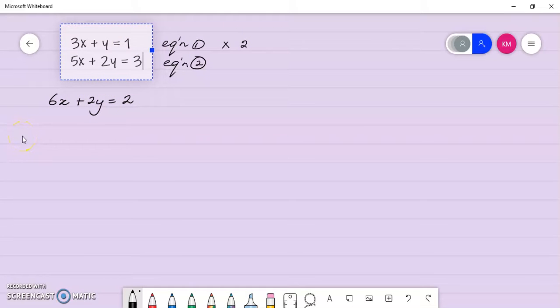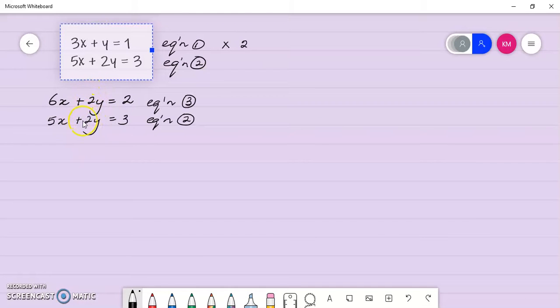So this new equation, I can label it as equation 3. I can put back equation 2, which is 5x plus 2y is equal to 3. And I can label that back as equation 2 because there was no change made to equation 2. Now, if you look at both equations here, I have the same coefficient for y. This is what we wanted.